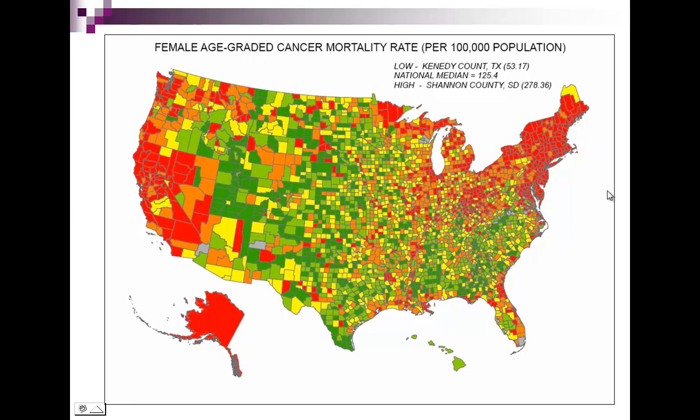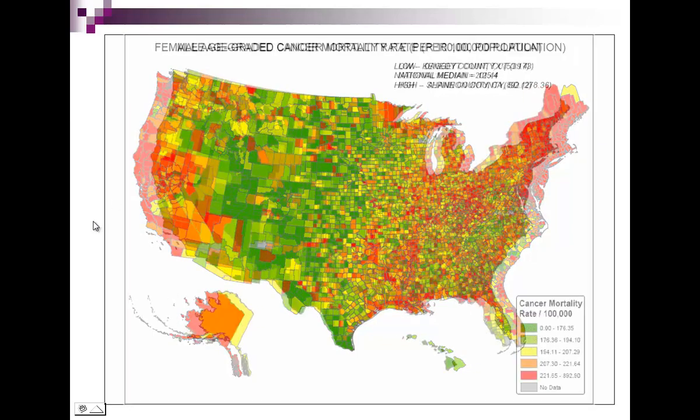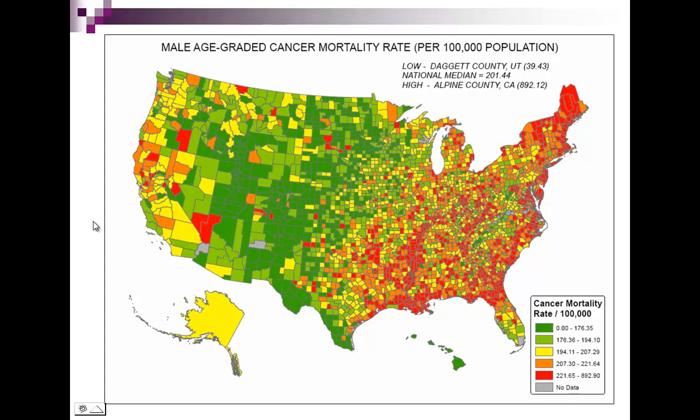But this is what we call a quantile map, where there's about 3,000 counties in the U.S. The lowest 3,000 are green. The next are light green, the next are yellow, the next are orange, the next are red. This is for females. Now, this is what it looks like for males. Slightly different patterns. And you notice the national median for men is a lot higher. The high is higher. But look at these different patterns.